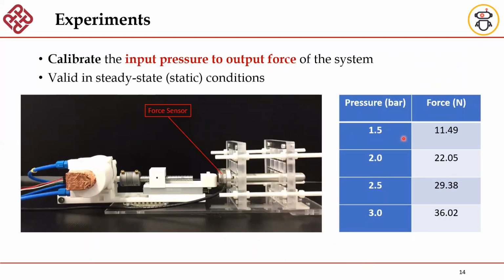We also assessed the force that this mechanism could exert. For that, we simply attached a force torque sensor, and all of this is valid in static conditions. So we could see that by sending 3 bar pressure as input to this turbine, we could generate statically around 36 Newton, which is okay for this system. So you can easily penetrate tissues with that force.